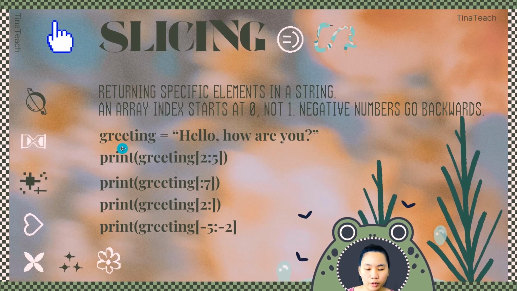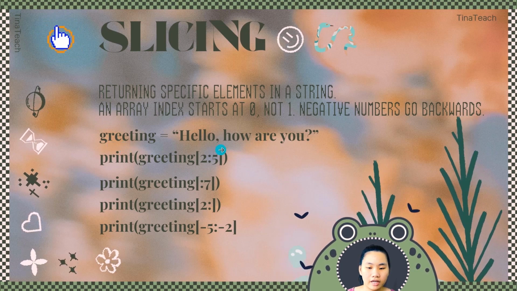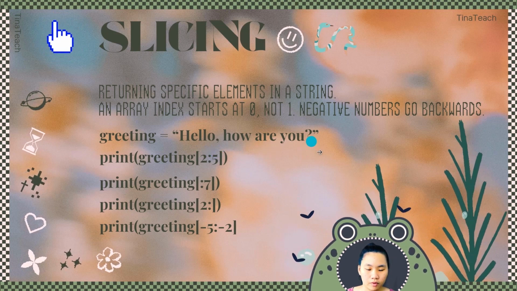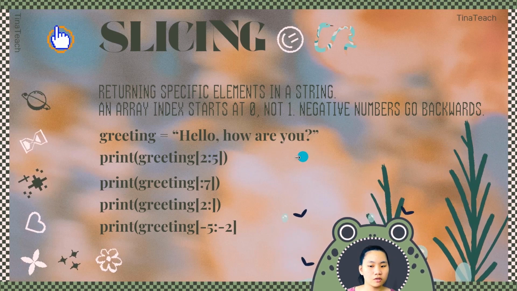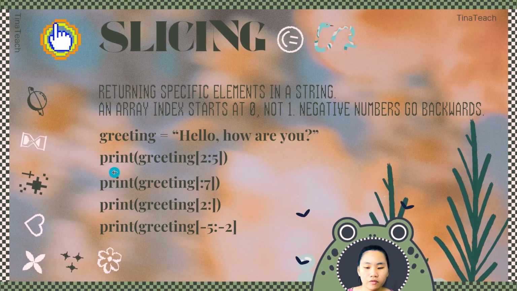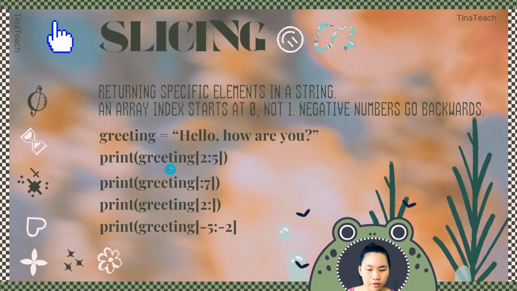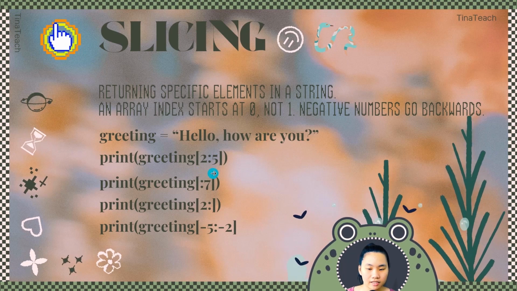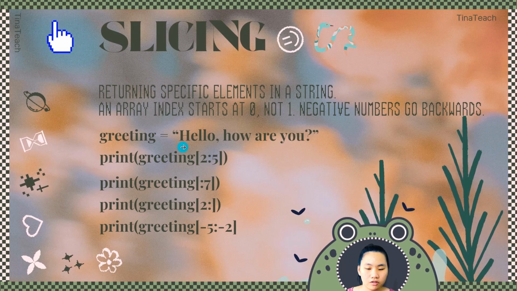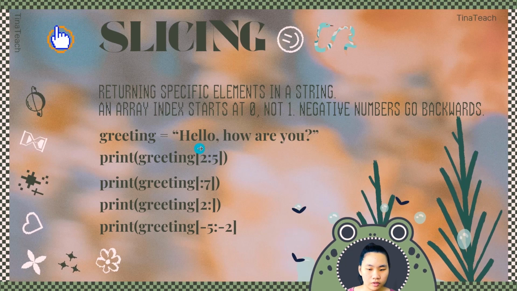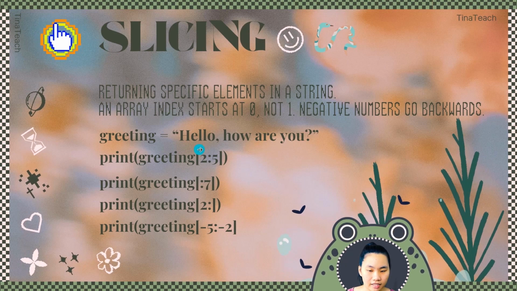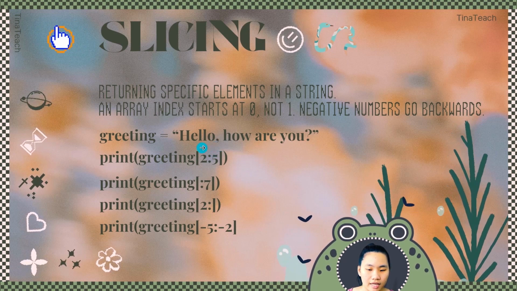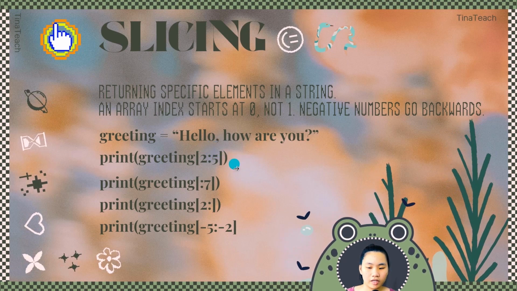Here I have a variable called greeting, and in greeting I have an array of string, or just a phrase, hello, how are you, with a question mark. Okay, we count this question mark as well. And first we print the variable greeting at index 2 till index 5. So let's count 0, 1, 2. So it'll print L, and then 3, 4, 5. So it's LLO, comma. Okay.